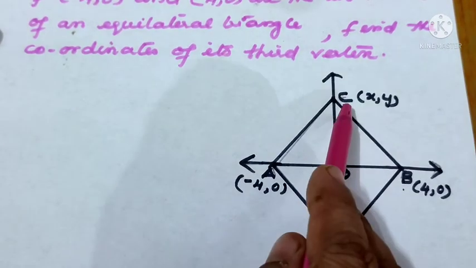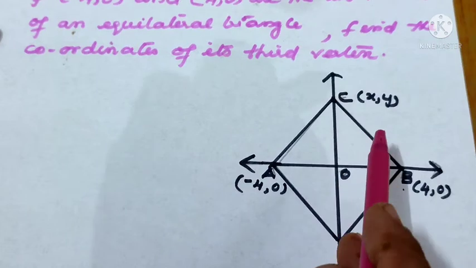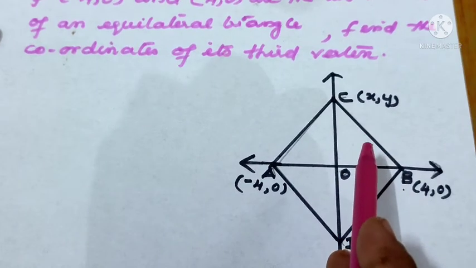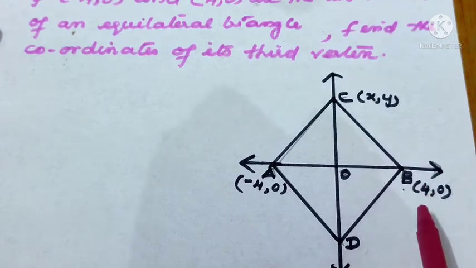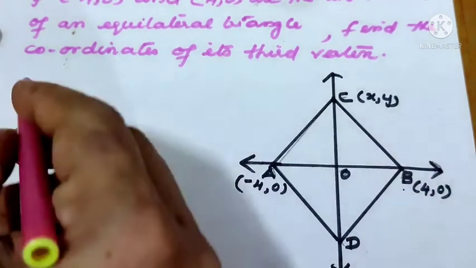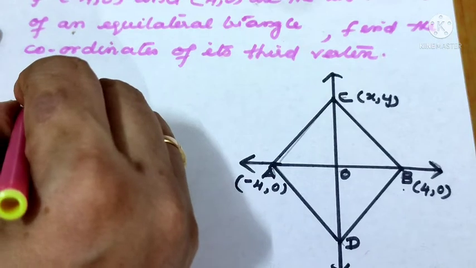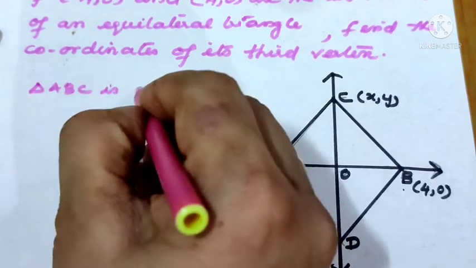Then we have to find the coordinates of C, which we have taken as (x, y). Now since it is an equilateral triangle, AC equal to BC equal to AB. The three sides are equal. So here we will write that triangle ABC is an equilateral triangle.